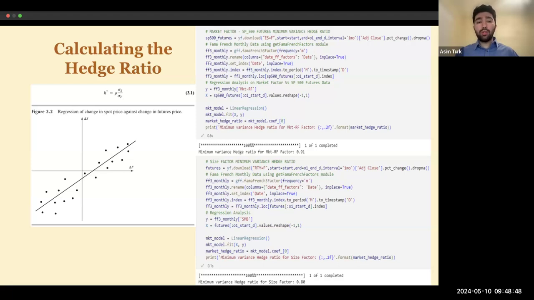So we needed to find index futures in the market that trade to hedge against these factors. Obviously, finding one for the market factor was easy. The S&P 500 has index futures with the CME Group. So we used that to calculate the hedge ratio. As you can see, the hedge ratio here is very high, 0.91 for the market factor.